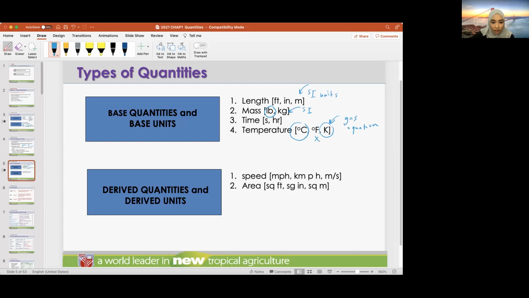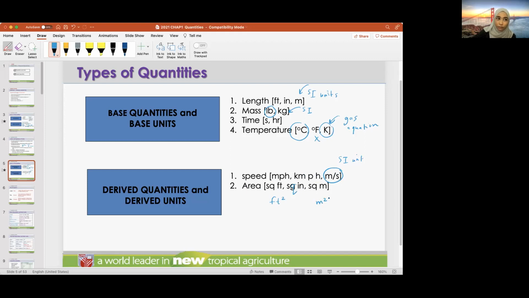Okay, and then we have our derived quantities. Speed can be in miles per hour. This is M, not for meter, it's miles per hour, or kilometer per hour, km/h, or meter per second. We like this one. This is the SI unit, right? Meter is SI unit, second is SI unit. And then we have area, square feet, or square inches, and then square meter, okay?